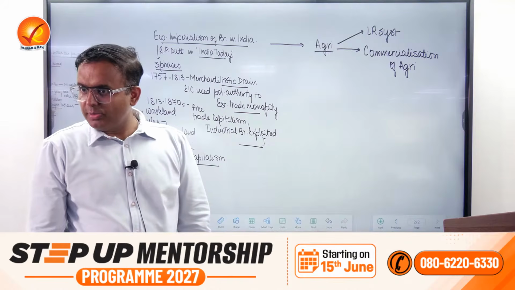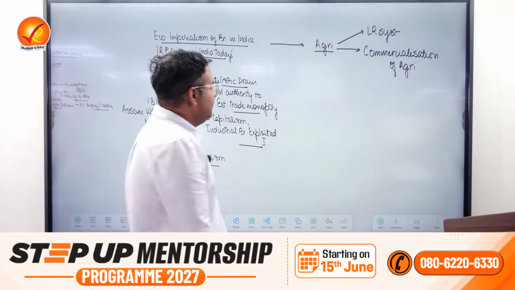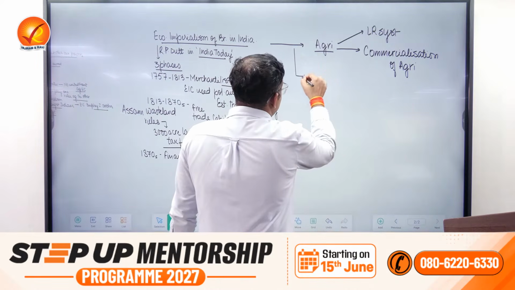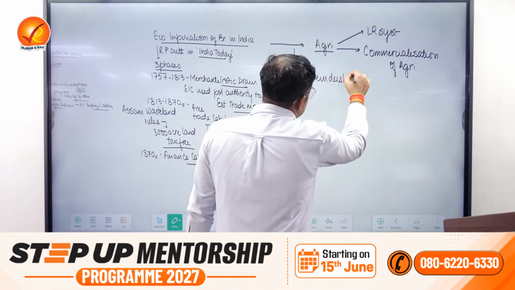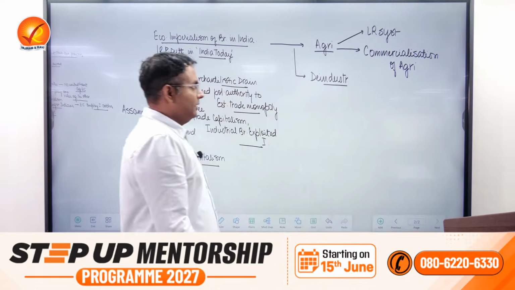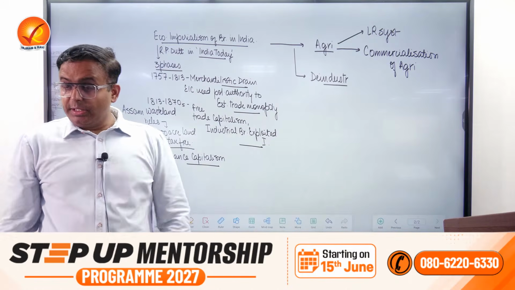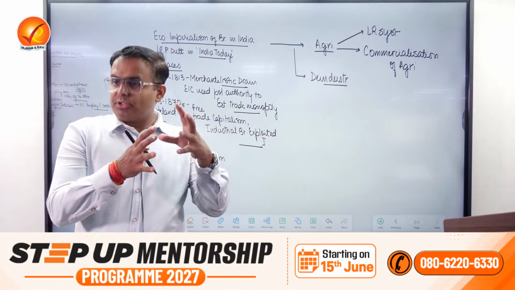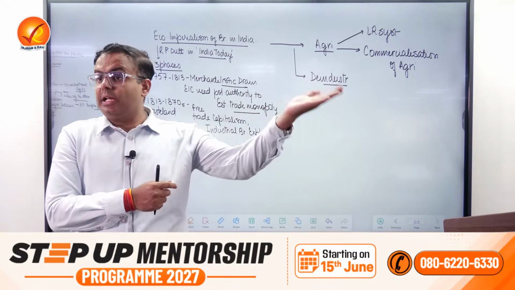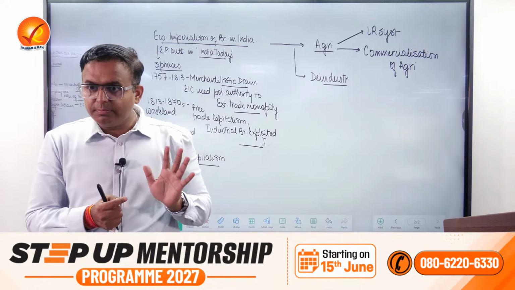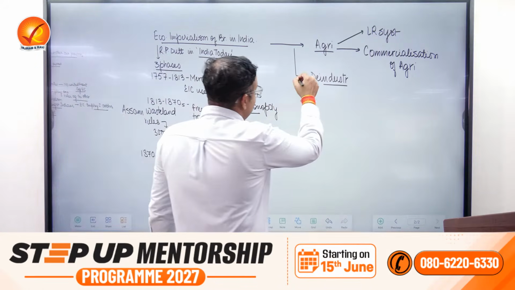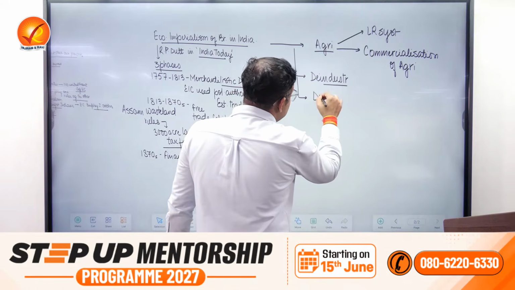We have to discuss commercialization of agriculture. Then we see deindustrialization. We have to understand how it was a paradox that on one hand England was industrializing, while India was deindustrializing. Or was it deindustrializing? That is also a question. Third, we see dictated trade.